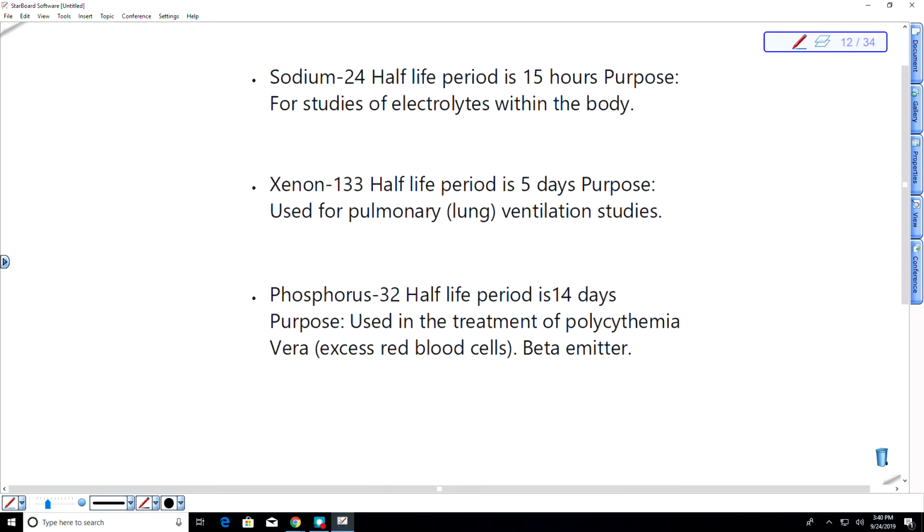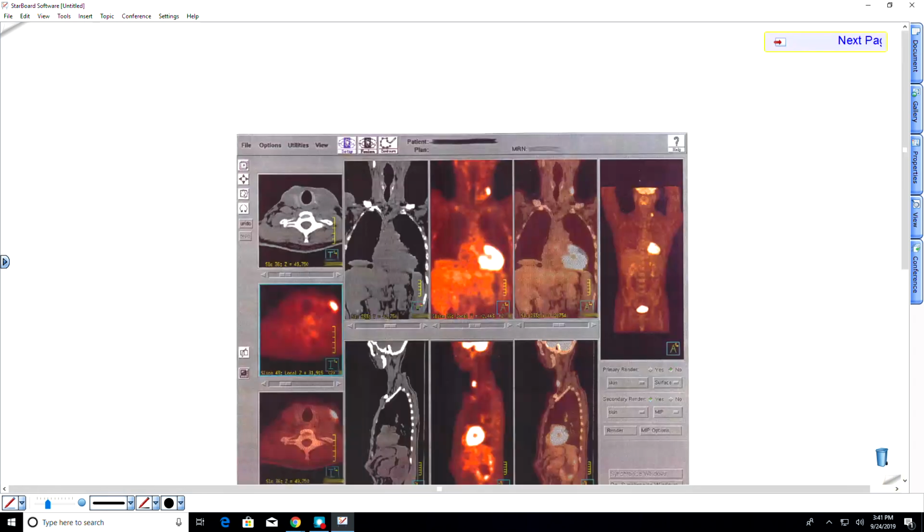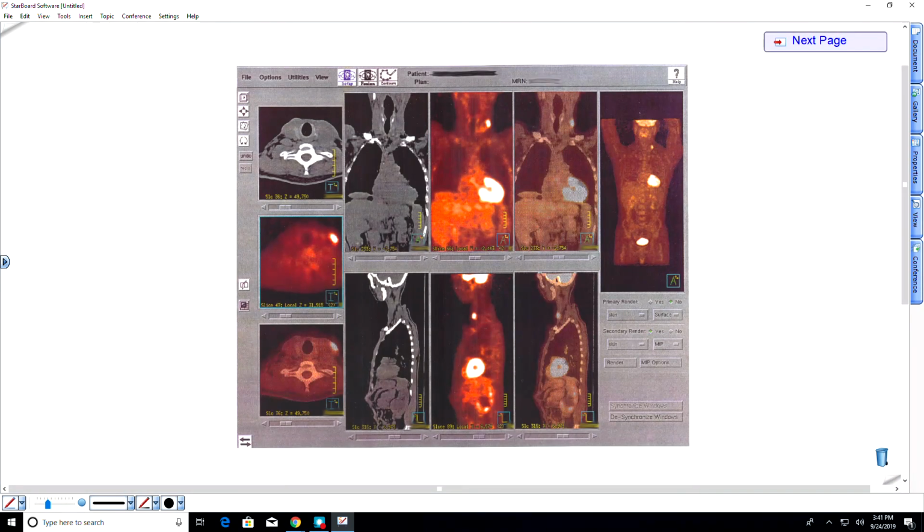Here are some more studies of electrolytes. If we look at sodium, xenon, pulmonary ventilation, phosphorus, treatment of polycythemia, which means that they have too many red blood cells. So that phosphorus would help to destroy those red blood cells. So here's a diagram or an image that actually shows radioactivity in the body so that you can trace where things go, where substances end up by using isotopes. And so again, this is what is referred to as nuclear medicine.